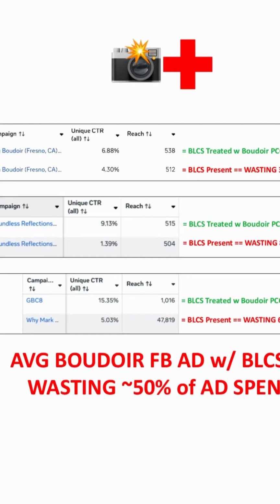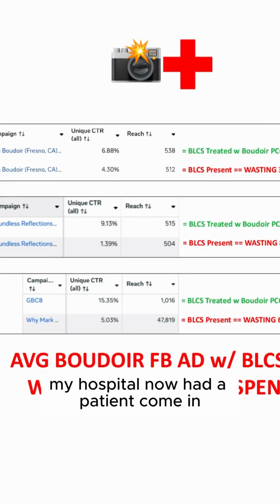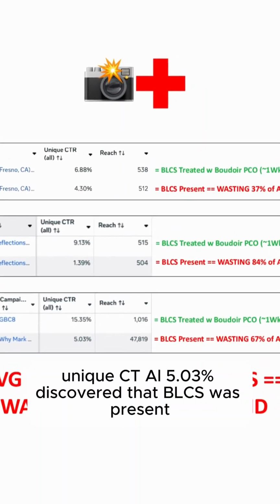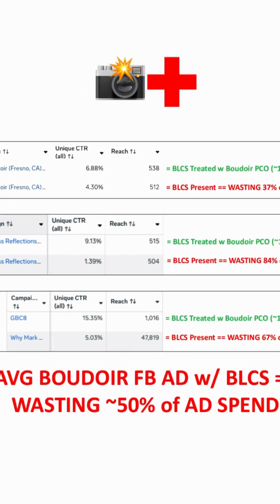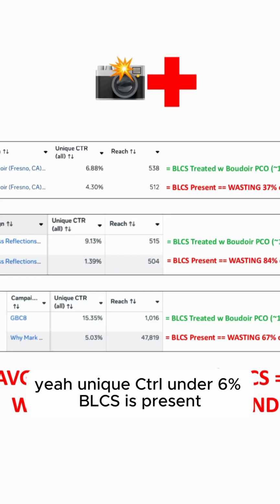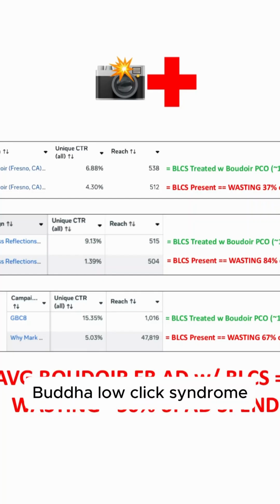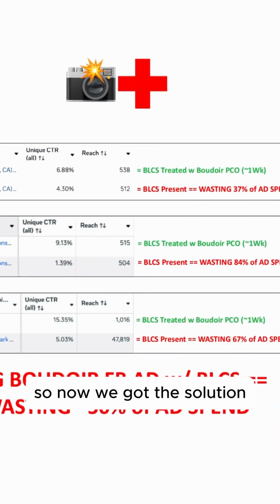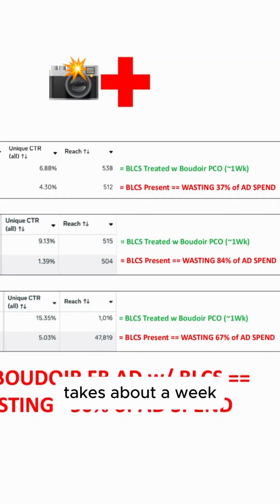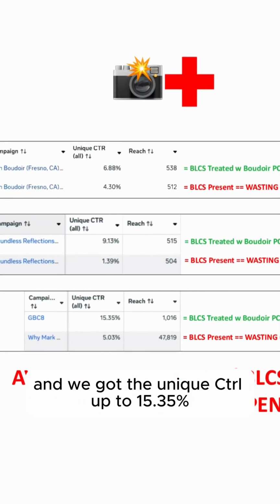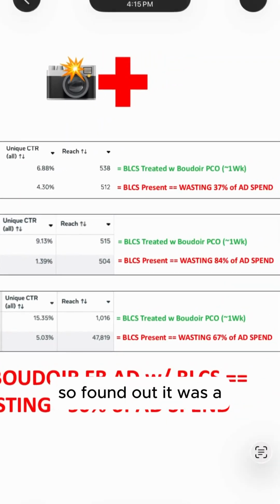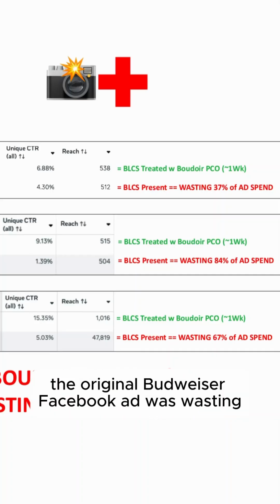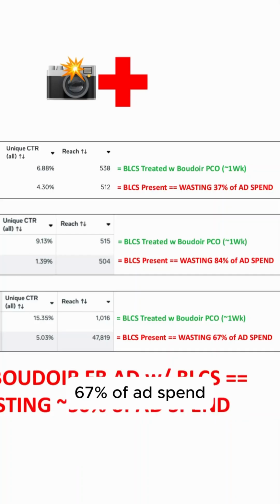Finally, my hospital now had a patient come in with a unique CTR of 5.03%, and we discovered that BLCS was present. Unique CTR under 6% means BLCS is present, Boudoir low click syndrome. So now we've got the solution. We can treat it with Boudoir Pico. It takes about a week. And we got the unique CTR up to 15.35%. So we found out the original Boudoir Facebook ad was wasting 67% of ad spend.